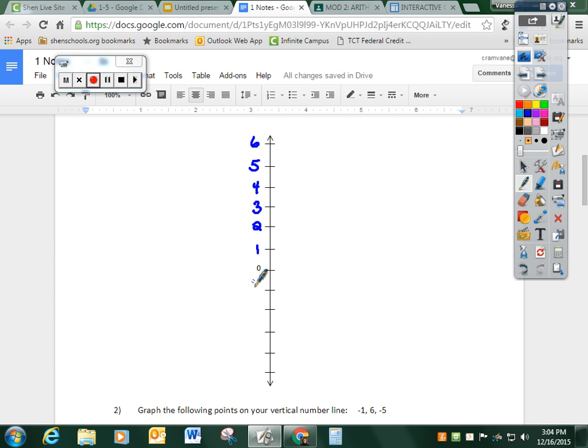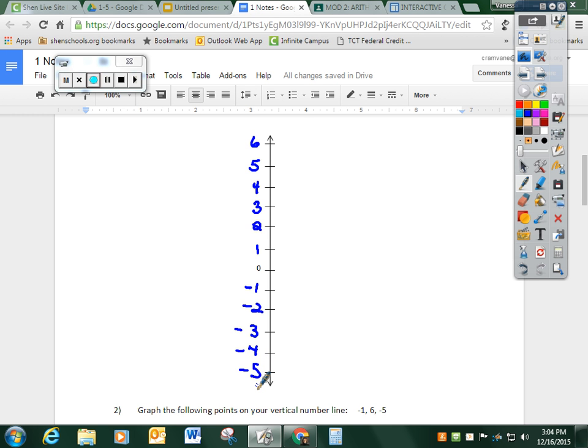Now you are going to be going down from 0. So this is down 1 space, it's -1. Down 2 spaces is -2. Down 3 spaces is -3. This is -4, and this is -5. This is a vertical number line.